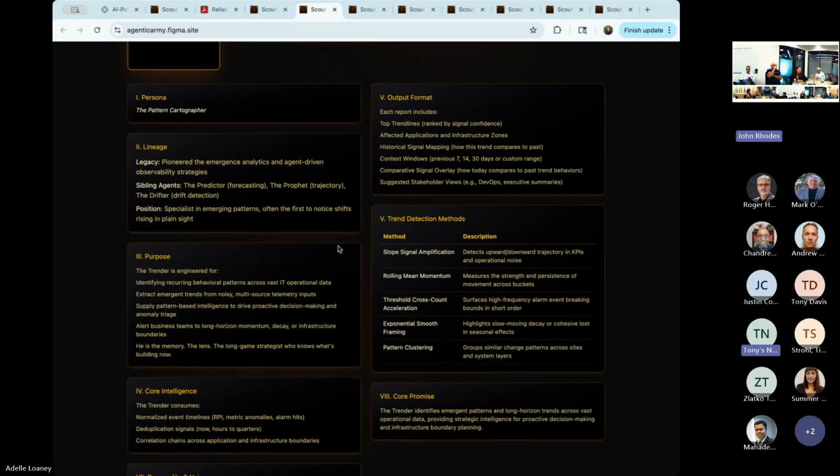Tony can talk to this a little bit more, but these agents are all created off of each other and are related in different ways. Under lineage, it shows you some of the sibling agents and the position it's in. But ultimately, this is to analyze all of the things that are coming up and all of the data for the purpose of predicting where you might see pitfalls in the future.